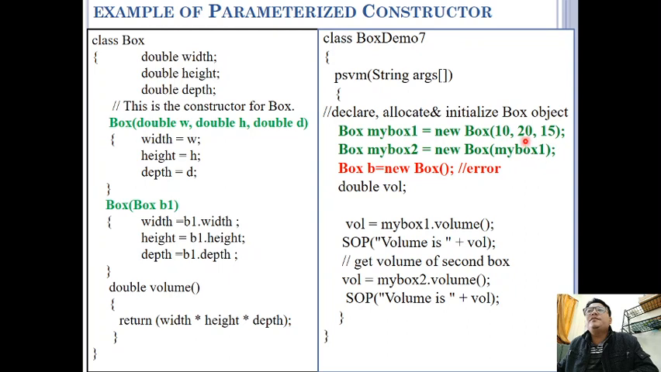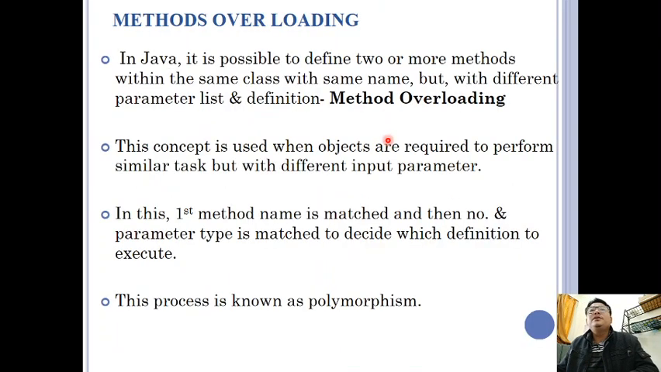Whenever an object is created with one, it will invoke this. Okay, so here I am showing the example of... I can also send the object as a parameter, not only data directly. Okay, I can even send the object as parameter.